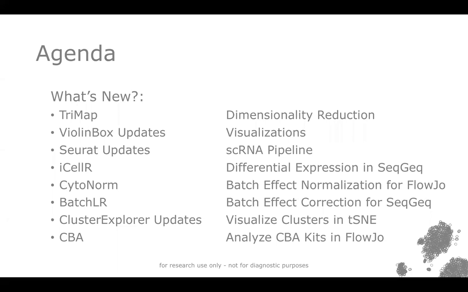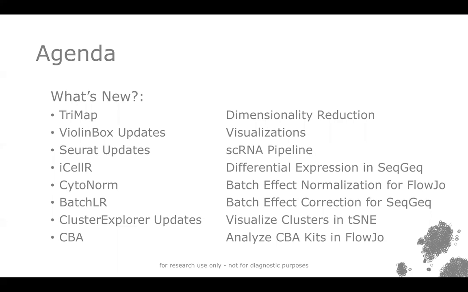Okay, so a little bit of what's new in the FlowJo Exchange in terms of plugins. First thing I want to mention is we have this TriMap dimensionality reduction, which is the newest form of dimensionality reduction available out there. And we packaged that algorithm up right away so that people could start applying it to their data. It's purported to do a better job of describing global structures in data sets than other dimensionality reduction techniques such as UMAP or t-SNE.